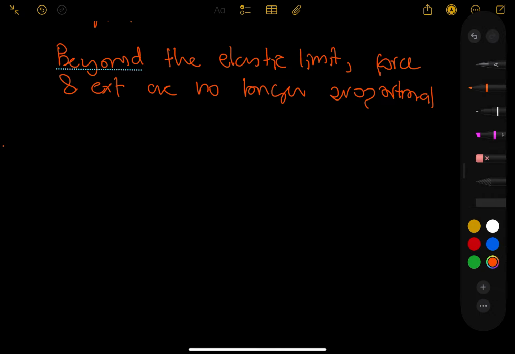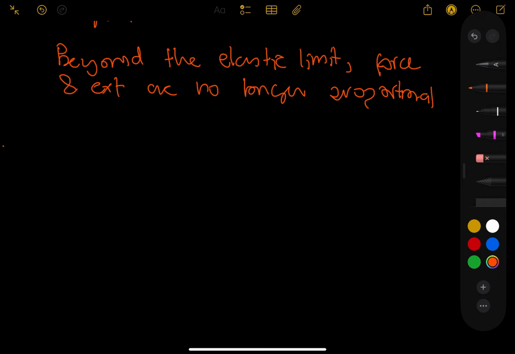And in AS A-level math, you might come across Hooke's law, but it's slightly different. But we're not really going to be talking about that right now because we're looking at physics.